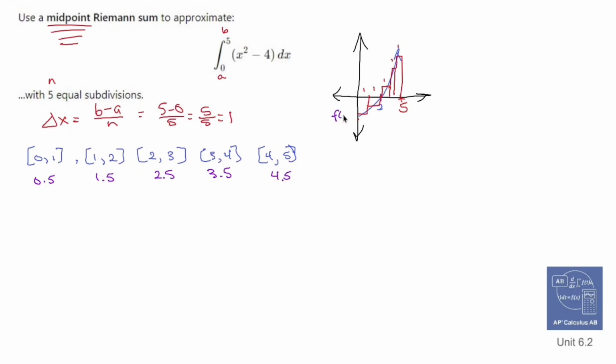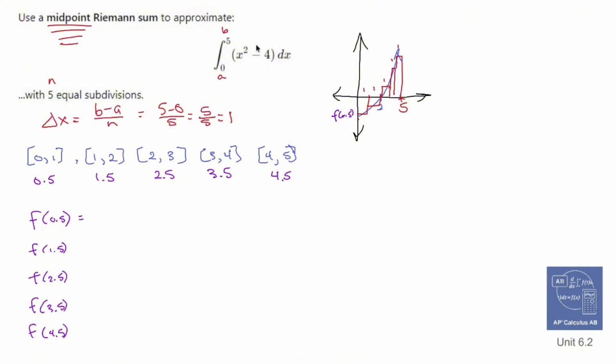Well, I have to plug in 0.5, and then 1.5, and then 2.5, and all of that. I'm not going to draw it out, but that'll help me find out how tall each of these rectangles is, and then I can do a little bit of math. So I have to find out what f of 0.5 is, f of 1.5, f of 2.5, f of 3.5, and f of 4.5.